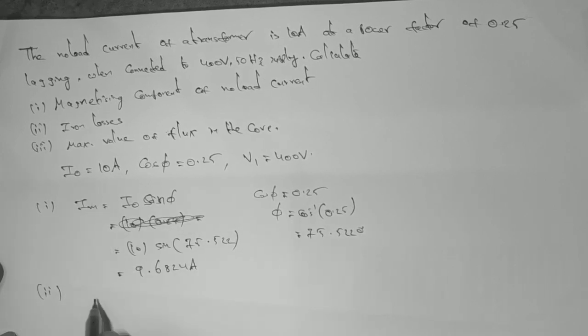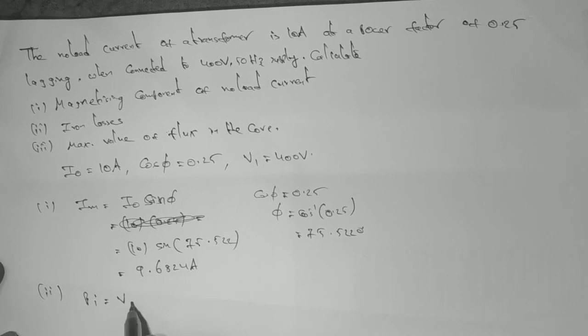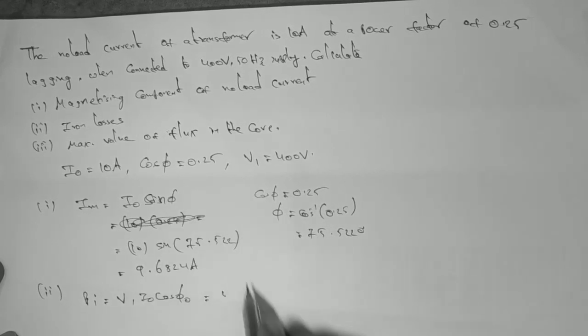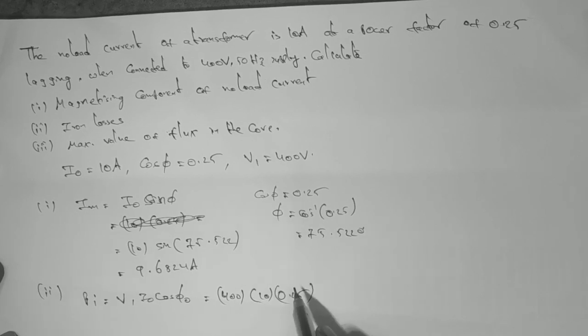Next, in the second one, it is given to find the iron losses, Pi. Pi formula is V1 I0 cos phi. It is a fixed value. And we substitute all the known values, 400, 10 and 0.25. Then you will get 1000 watts. This is the iron losses, which is of a fixed value.